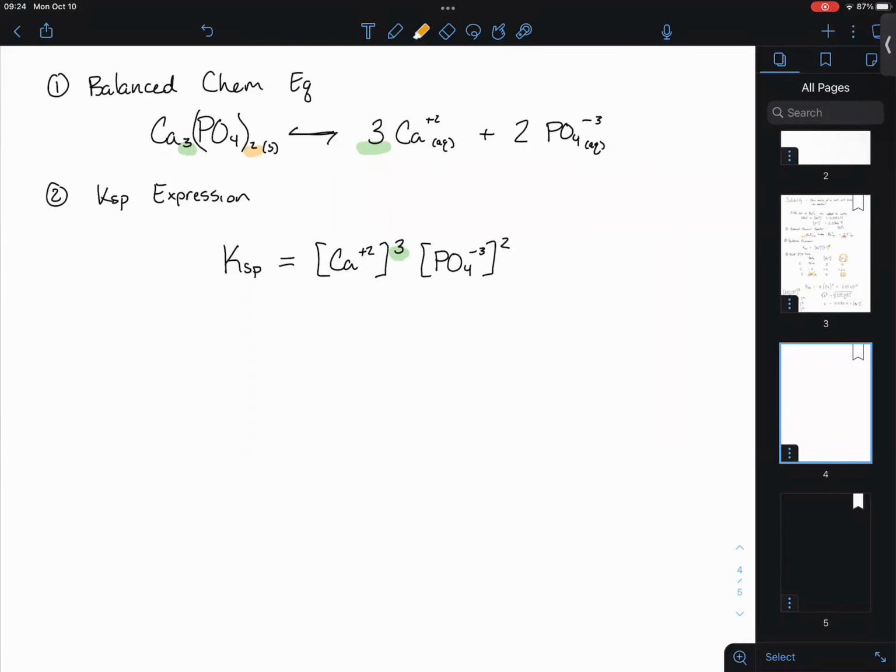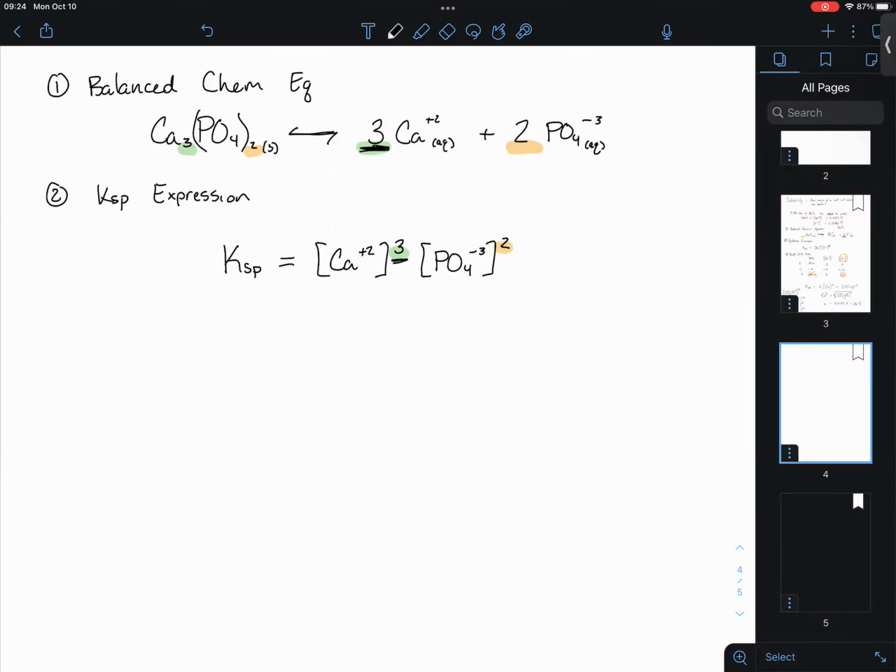Likewise, in my formula, I have 2 phosphates. That means I'm going to have 2 in my balanced chemical equation, which is going to turn into this exponent of 2 in my Ksp expression. Make sure you understand how that works, and if not, go back and review how to build equilibrium expressions. Importantly, these coefficients in my balanced chemical equations become exponents in my equilibrium expressions.